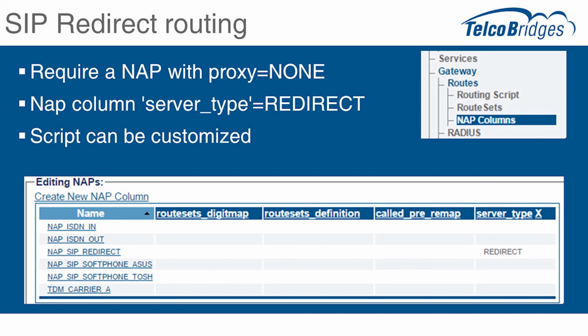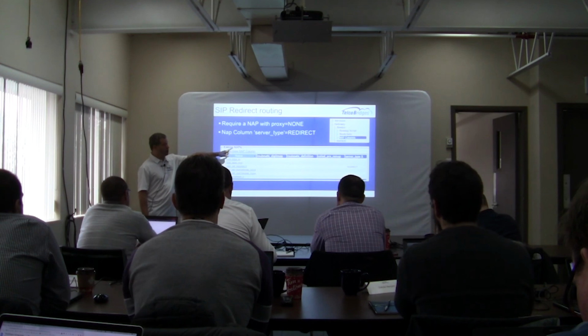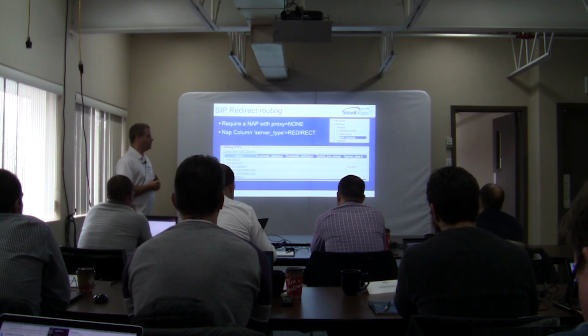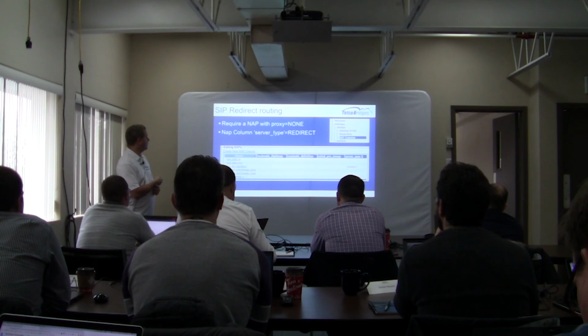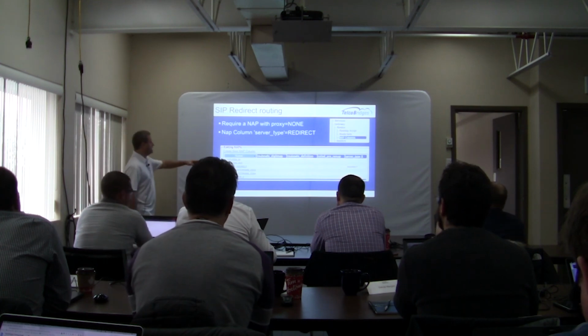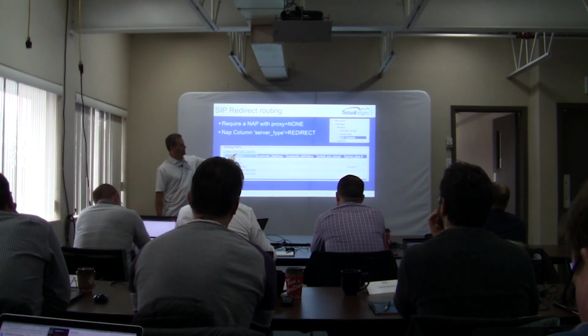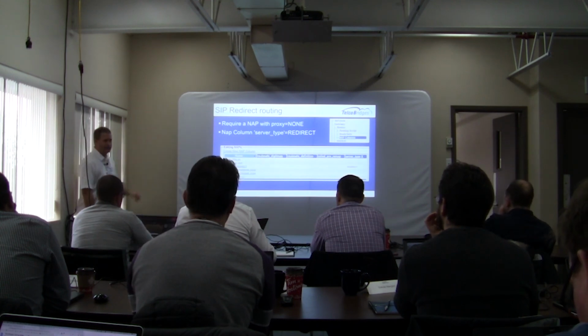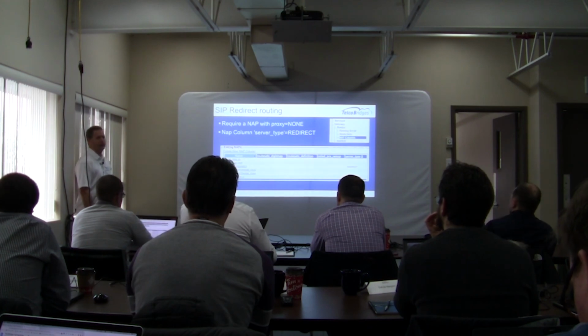Call pre-remap, we talked about this as well. You can do a regular expression if you receive a call on a specific network. You need to have this script enabled, of course, but you just put a regular expression there and you're going to modify the number that you receive. And then, specifically for SIP redirect, you can have a server type, which is called redirect. So you will have a NAP that you have created for the redirect server. And if it finds that it's a redirect server and your script is enabled for that, it will send the SIP call to this NAP initially and wait for a 300 response.